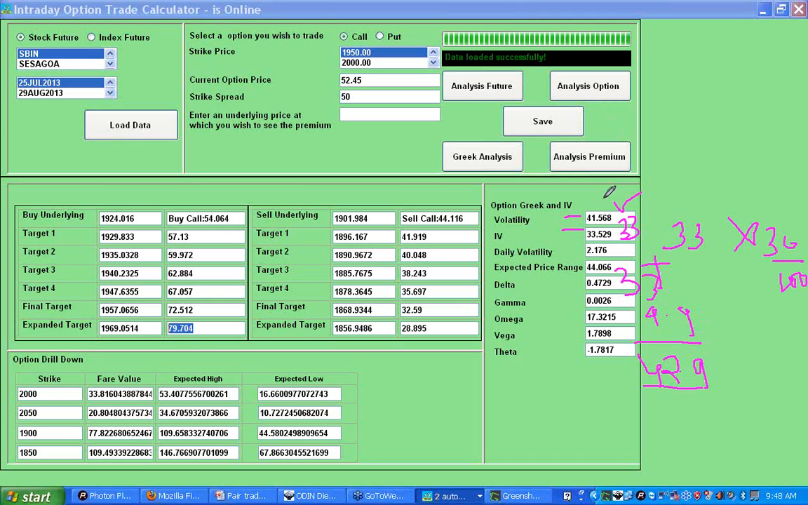So I can think of purchasing this call option, having a stop loss of 44 and expecting a maximum target of 79.7, in between targets of 57, 60, 63 and 72. So these are the things I can also think of doing. Now I will be moving to the next trade.